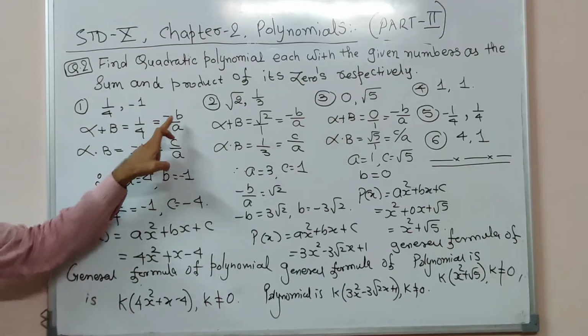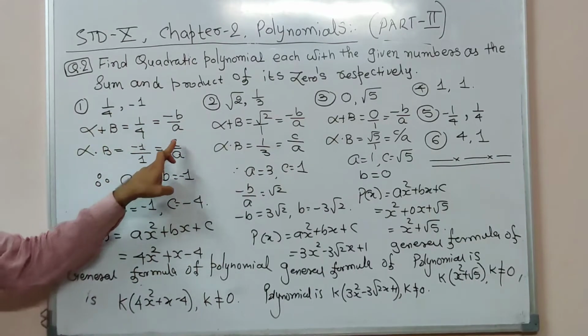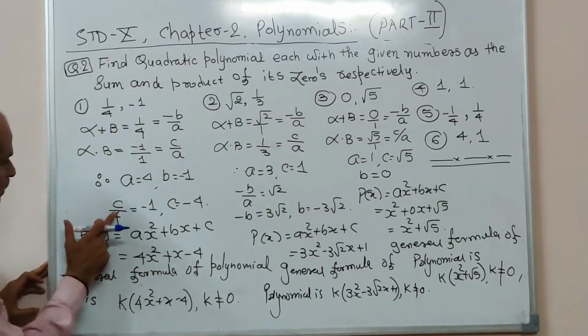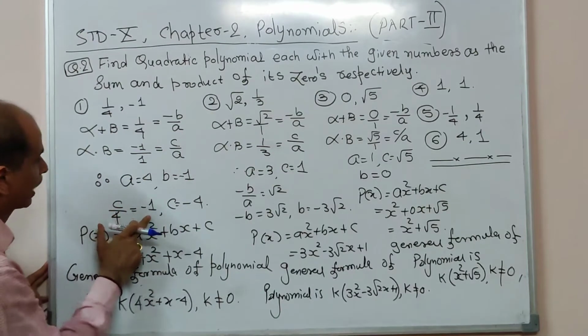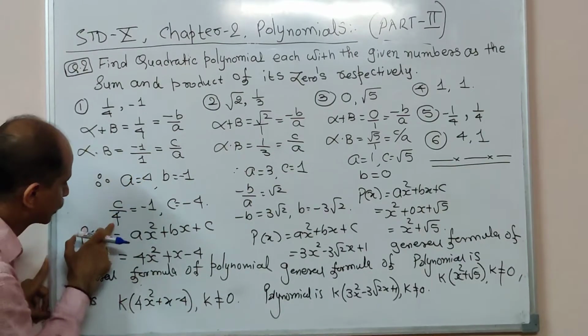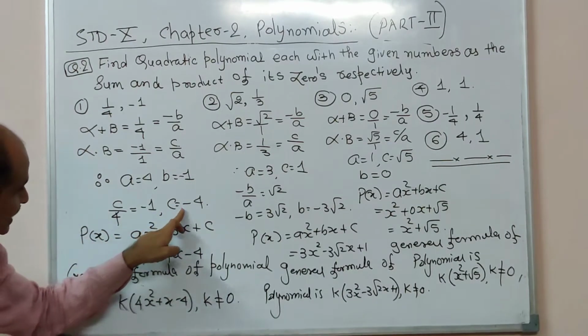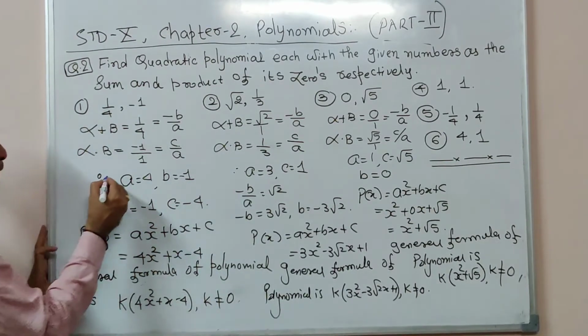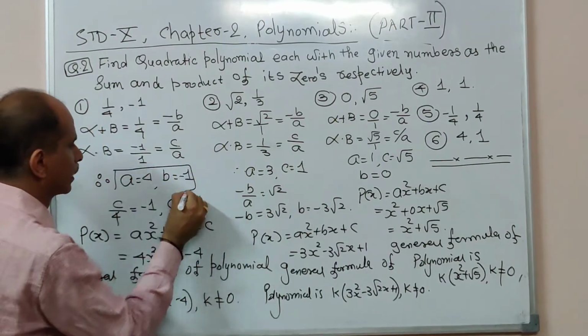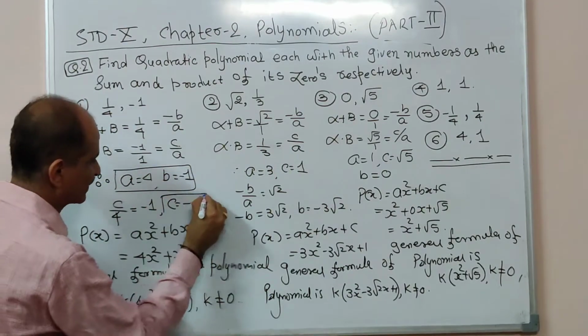Now b becomes minus 1. Now c by a is equal to minus 1, and the value of a is equal to 4. So c by 4 is equal to minus 1. Again we get c is equal to minus 4. Now you know the values of a, b and c.